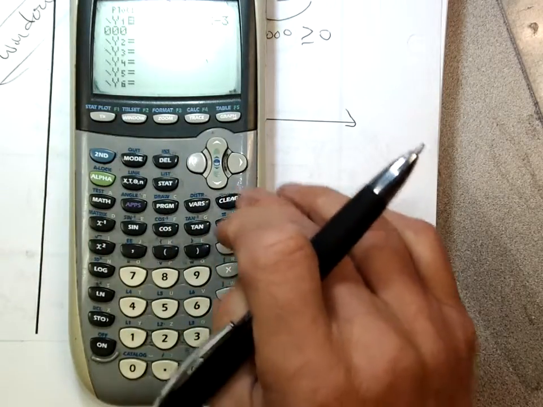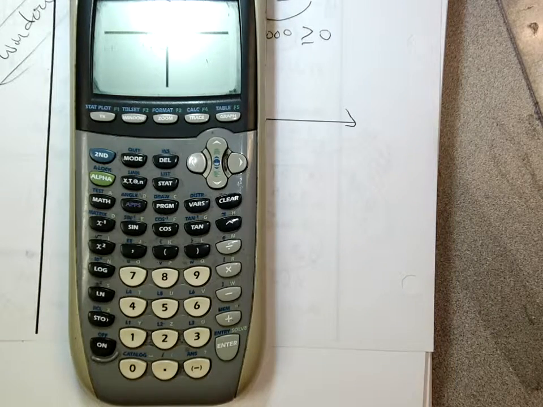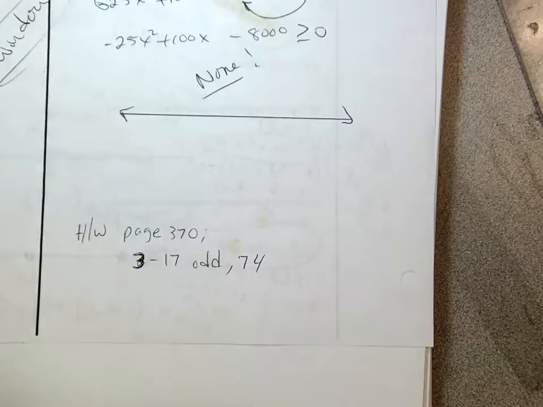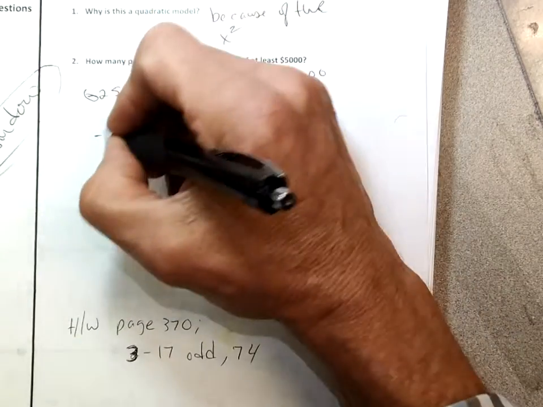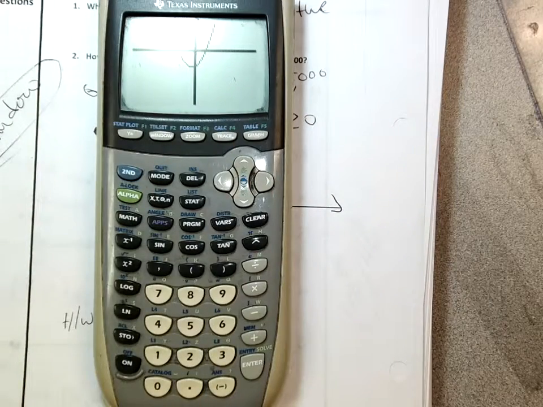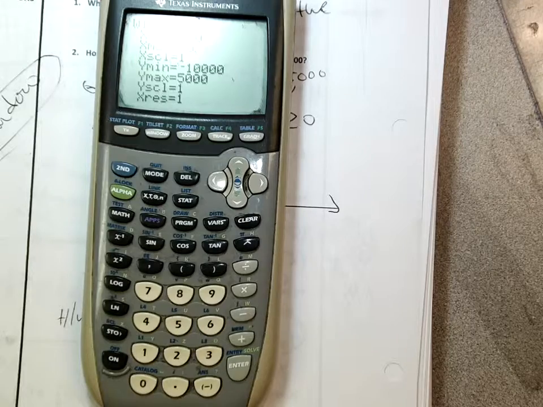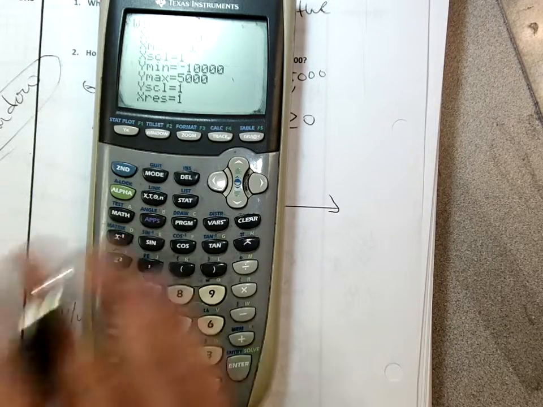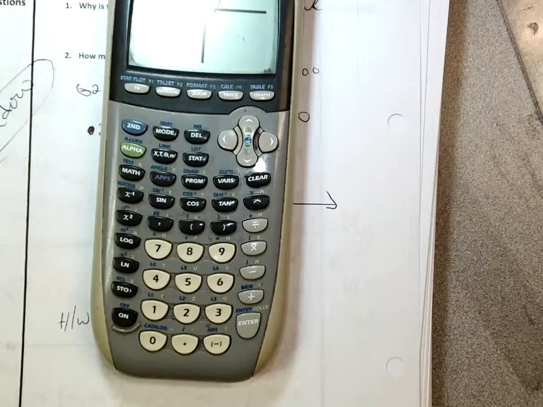Let me delete that. Oh yeah, that's a much better answer. Let's answer it this way. Take out the negative, okay? Take out the negative, and now let's look at it, okay? Here's my graph. There's my window. And there's my graph.